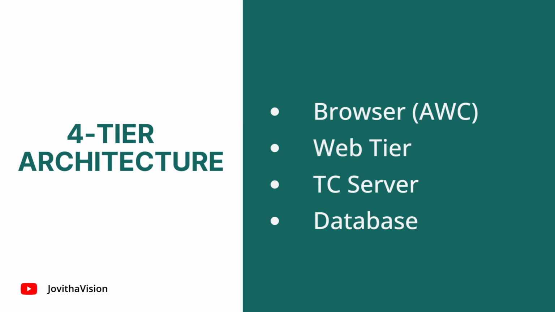In modern systems, Teamcenter follows a four-tier architecture. Here, users access Teamcenter through a web browser using Active Workspace. The request first goes to the web tier, then to the Teamcenter server, and finally to the database. This separation makes the system more scalable, secure, and easier to maintain.